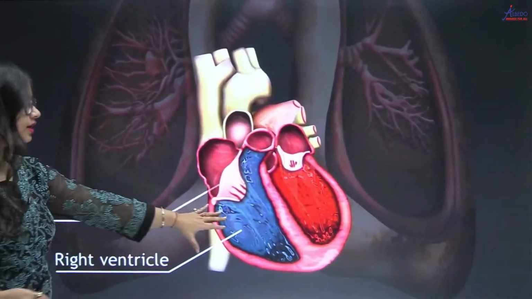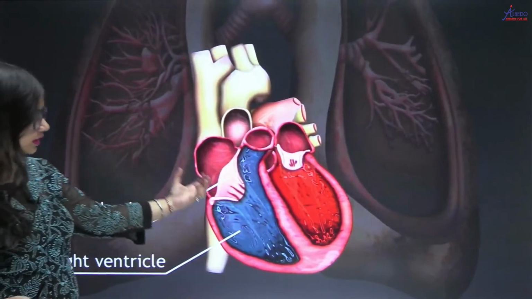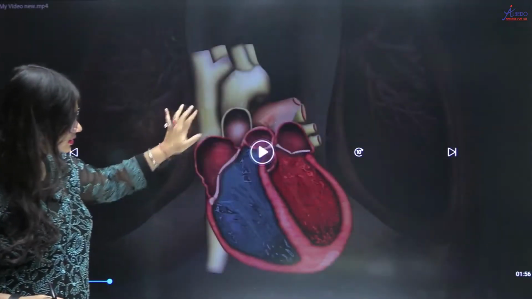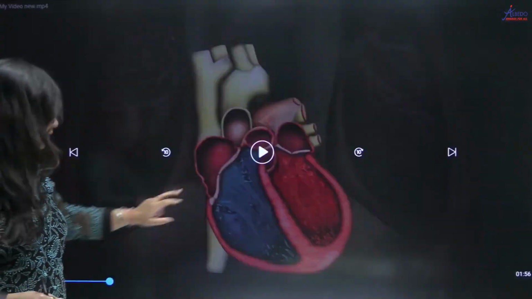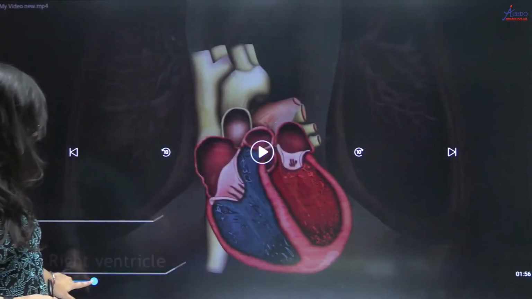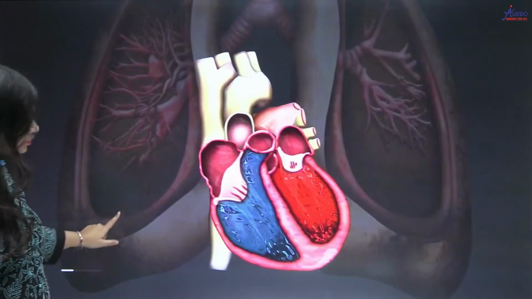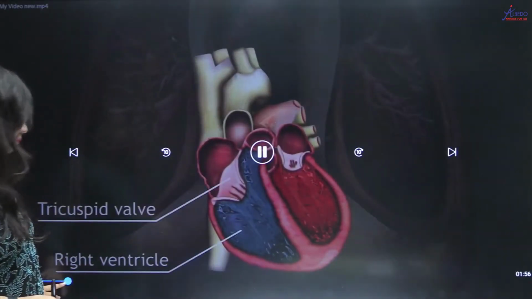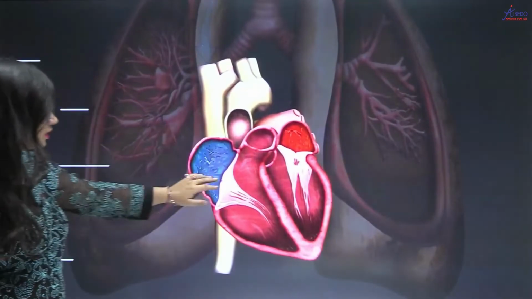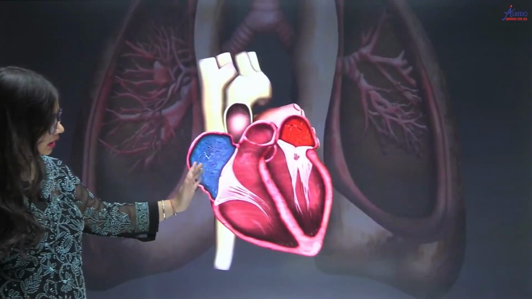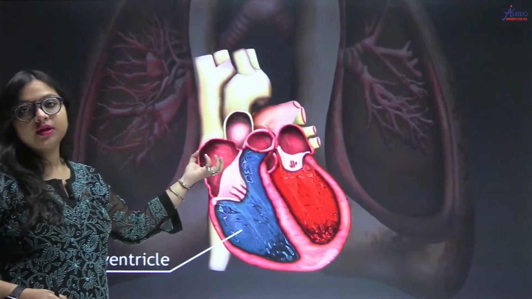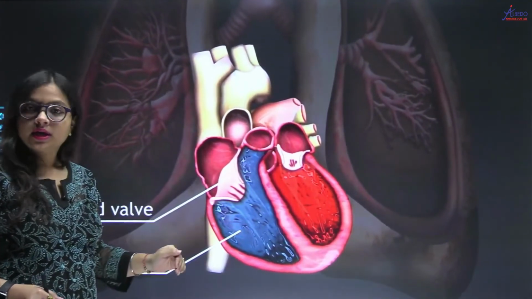See, now the right ventricle has got the blood from the right atrium, and here what happened is the tricuspid valve opened, right? That is how the blood from the right atrium came into the right ventricle. See how the tricuspid valve opened, okay? Please appreciate it. See, now the tricuspid valve opened and all the blood from the right atrium rushed into the right ventricle.